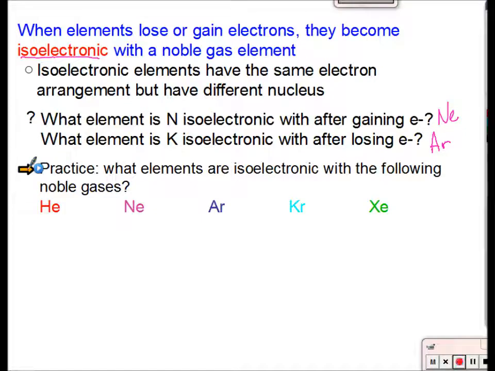And for practice, see if you can come up with elements that are isoelectronic with these different noble gases. We'll talk about this in class tomorrow and see how good you did.